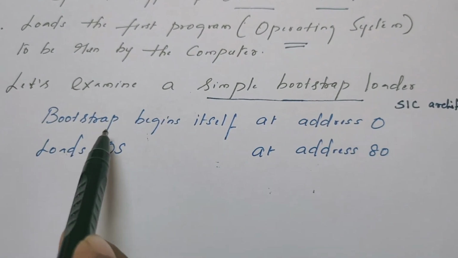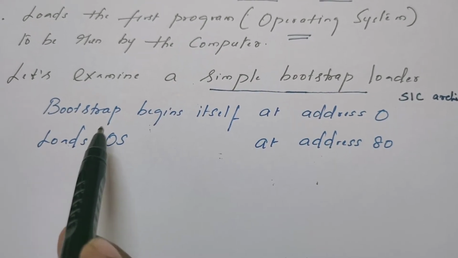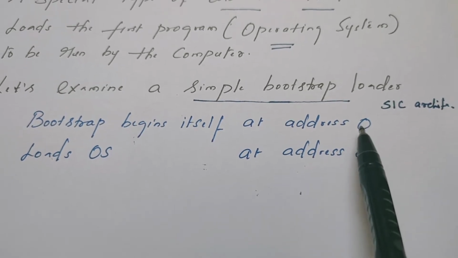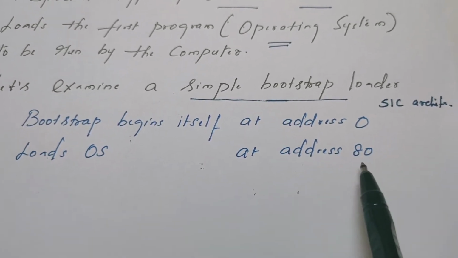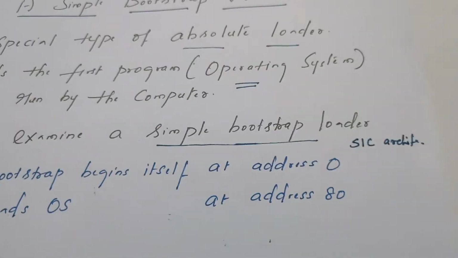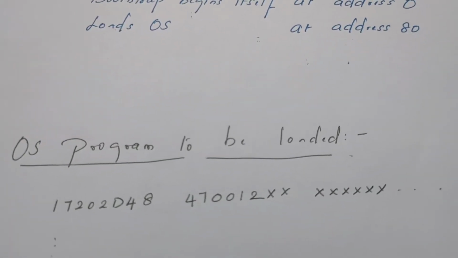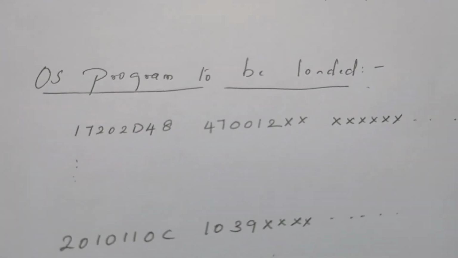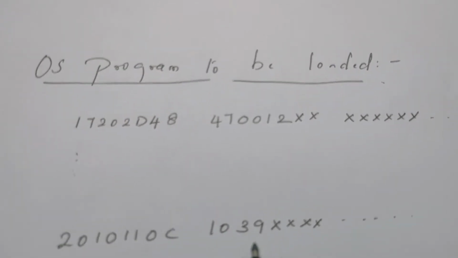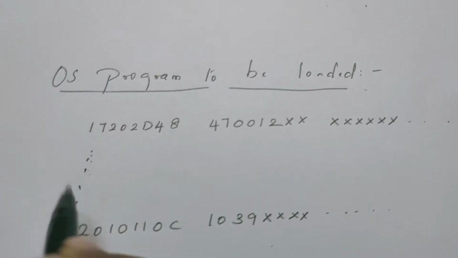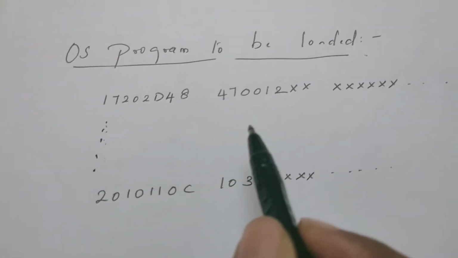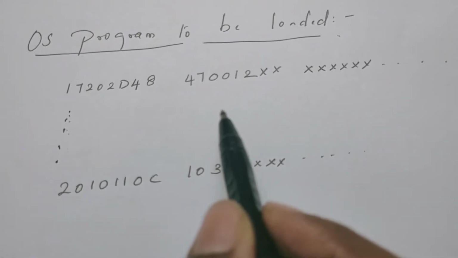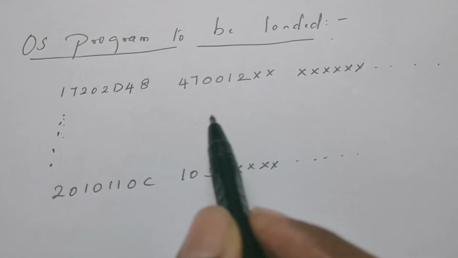Okay. The Bootstrap Loader itself is a program. That program is available from the starting address 0. And this program loads the operating system into the address 80. Just for the sake of clarity, as an example, I'm giving you how the OS program looks. The OS program looks like this, continuously, like a sequence of object codes. And this OS program, which is available as object codes, does not have the header record, text record and the end record. It has only the sequence of object code.